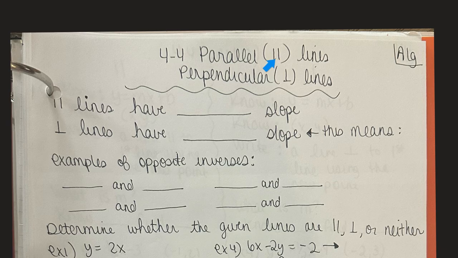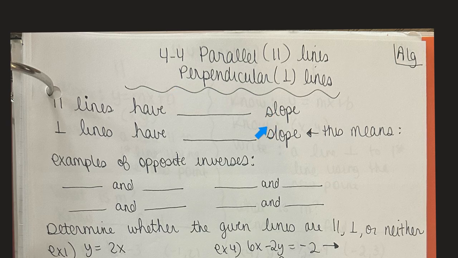So this is a shortcut for the word parallel. It looks like the number 11, but I think it really comes from the L of parallel lines, where they kind of look parallel. Perpendicular has a shortcut. It looks like an upside down T. So if I write this, that's the word perpendicular.